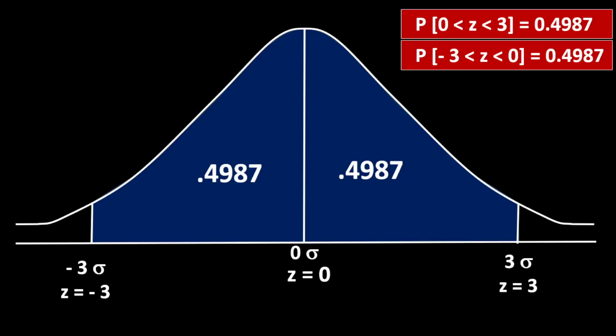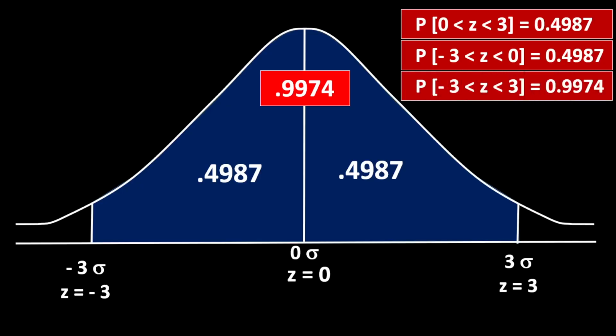0 equals to 0.4987, and the area between minus 3 sigma and plus 3 sigma is the sum of these two areas, that is 0.9974, and it is written like this way: probability minus 3 less than Z less than 3 is equal to 0.9974.